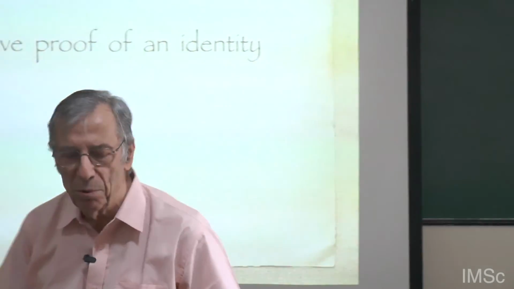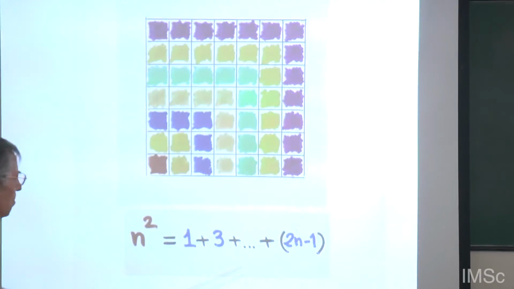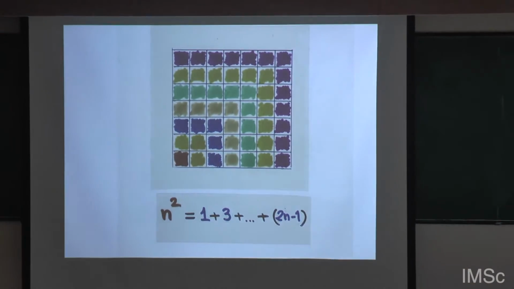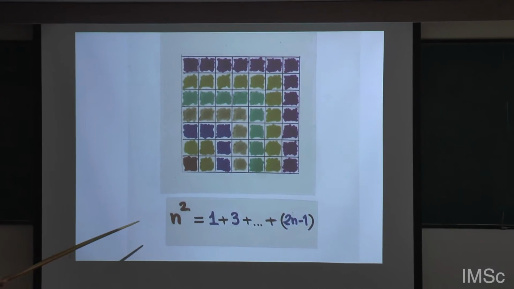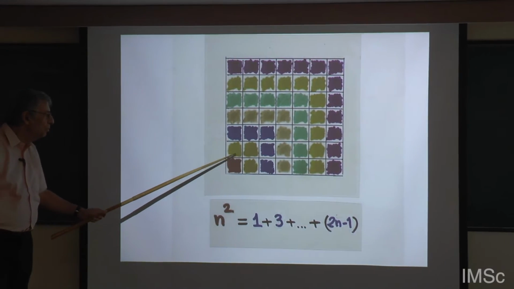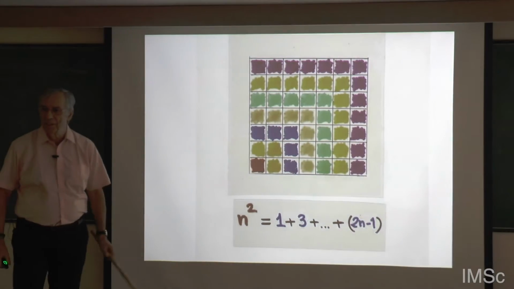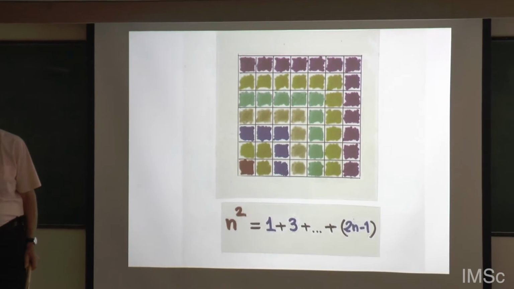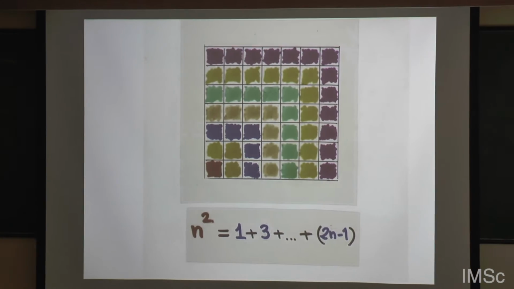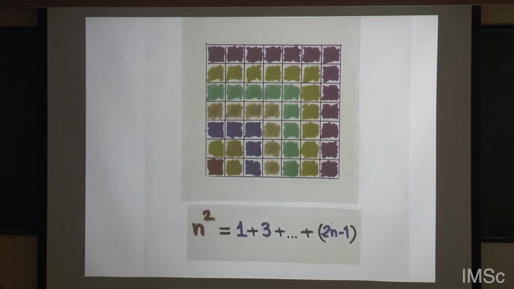So I start with the bijective proof of an identity. This is a beautiful identity, and at the Greek time, 1 plus 3 plus 5 plus 7, etc. So this is a visual proof. You don't need to speak. It's proof without word.